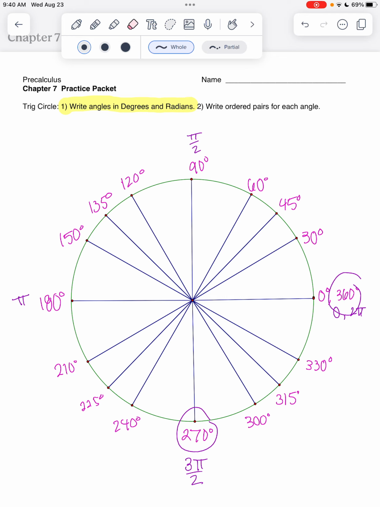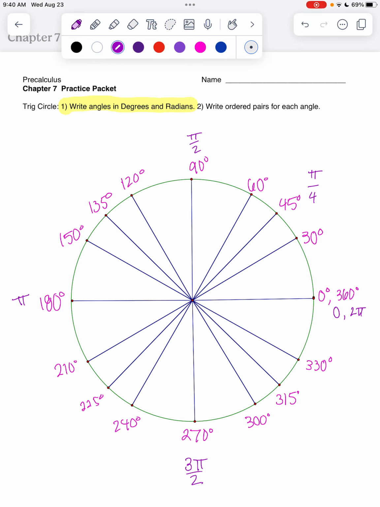Pretty much this whole entire unit circle or trig circle is just playing with fractions. All right, next up, let's focus on our 45-degree angles right over here. So 45 degrees is half of 90 degrees, so we're taking half of that pi over 2. So 45 degrees is going to give us pi over 4.